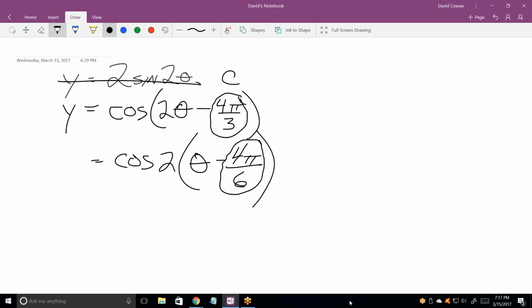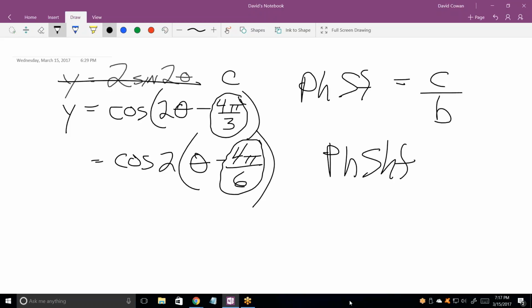Whenever they give you B inside the parentheses, then C is not the phase shift. The phase shift becomes C over B. If B is outside the parentheses, then the phase shift is C. So you have to be very careful depending on how they give you the problem.